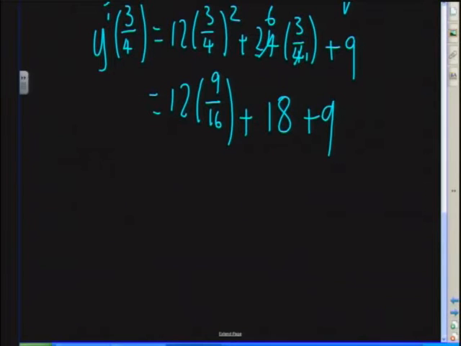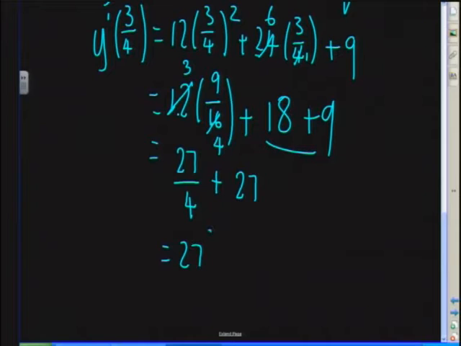12 times 9/16, let's simplify. 4 goes into 12 3 times, and 4 goes into 16 4 times. 3 times 9 is going to give me 27/4, plus 18 plus 9 is 27. So I'm going to get 27 and 27/4. You can use your calculator. I think this is going to give you like 28 comma something. You can check that on your calculator.